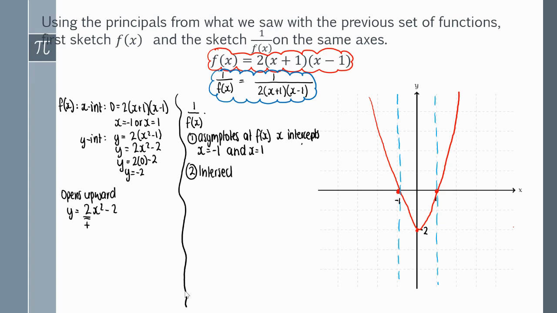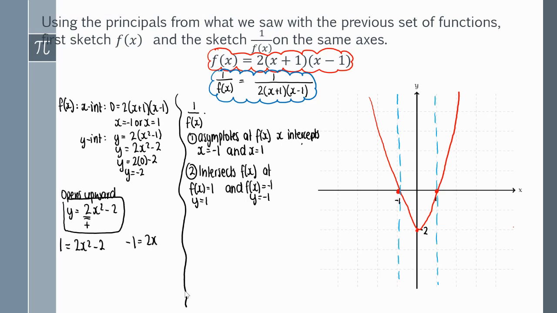Secondly, my graph intersects the original graph at the point f of x equals minus 1 and f of x equals 1, or y equals 1 and y equals minus 1 if you prefer. So I know the y-coordinate of the intersection. I need to find the x-coordinate.